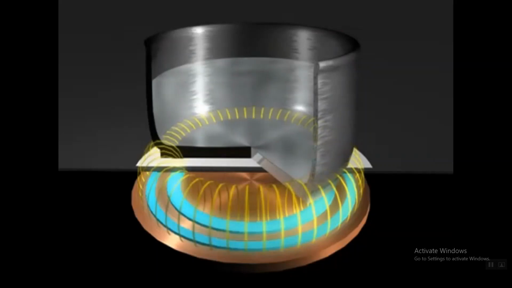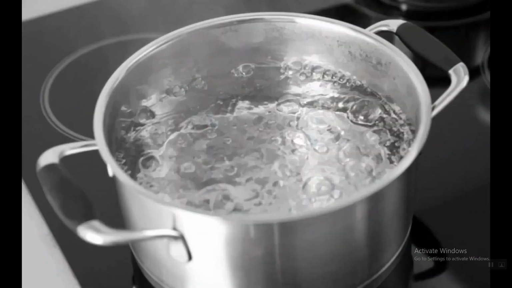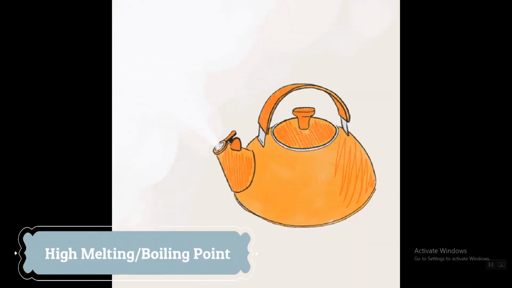Iron, which is one of the components of stainless steel, is a poor conductor of electricity when compared to copper. So the majority of the energy from the small induced currents fails to be conducted by iron atoms. Thus, it is converted to heat and the heat is used for cooking. Lastly, high melting and boiling point.